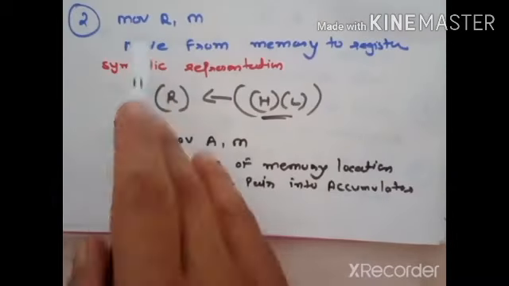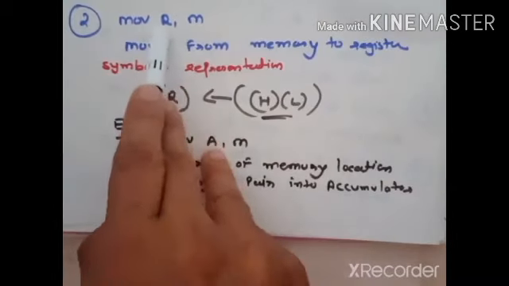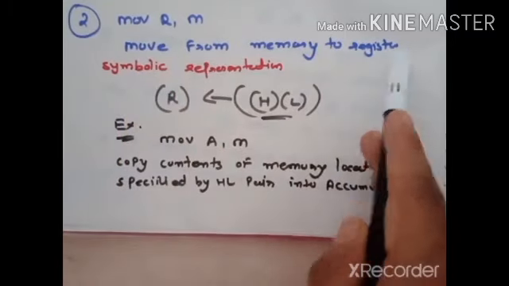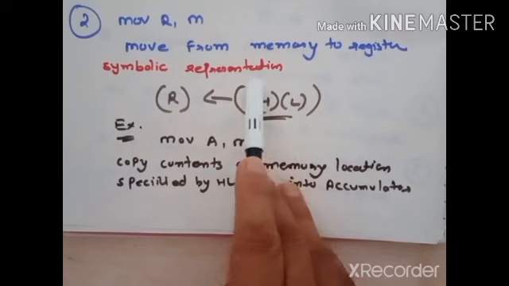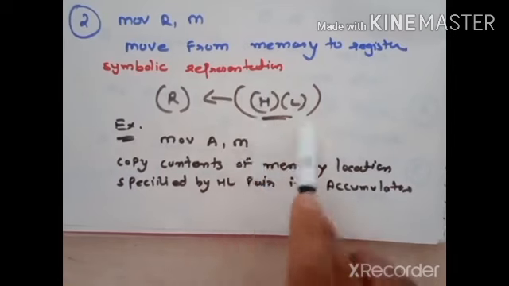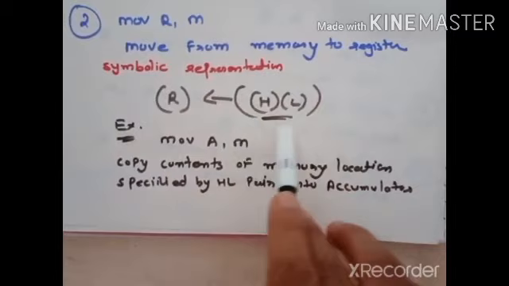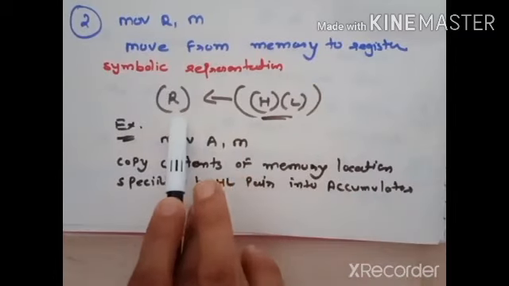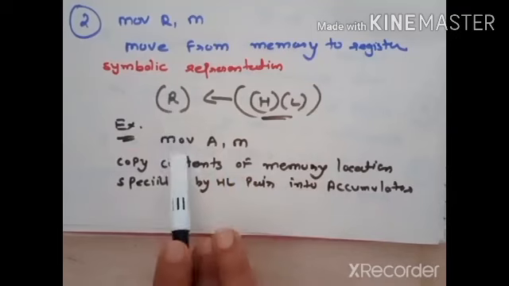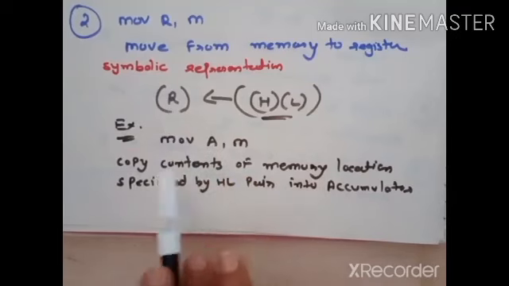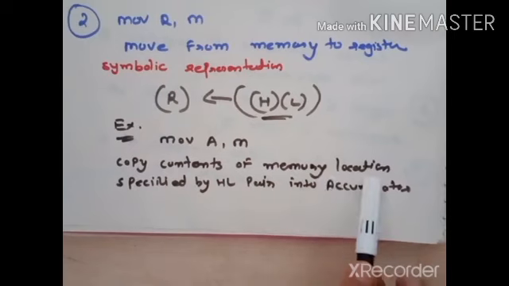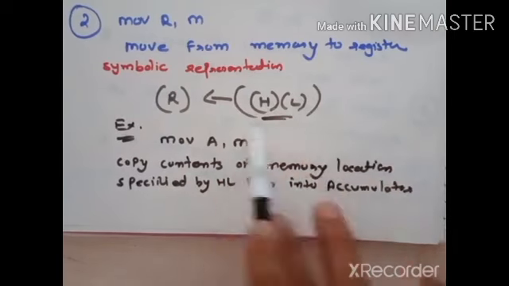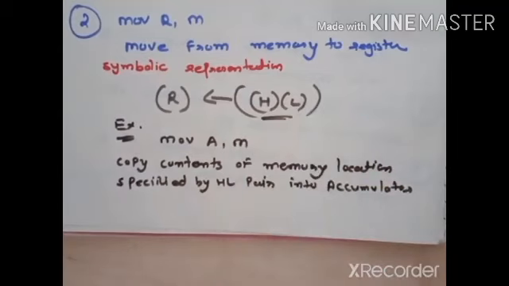Then the second instruction is MOV M to R, that means move from memory to register. The symbolic representation of this instruction is the content of the HL pair. The content of the HL pair, that means the content of memory, is transferred to register R. Then an example of this instruction, MOV M to A, that means it copies the content of the memory location specified by the HL pair into the accumulator.